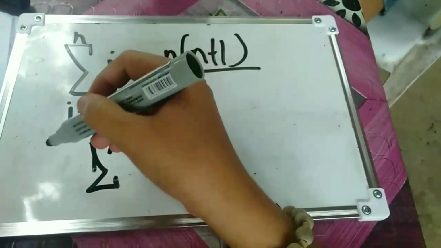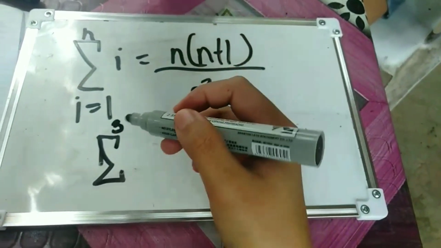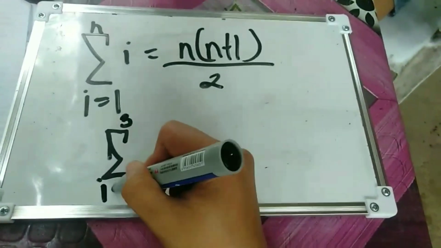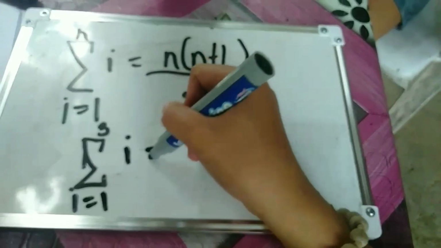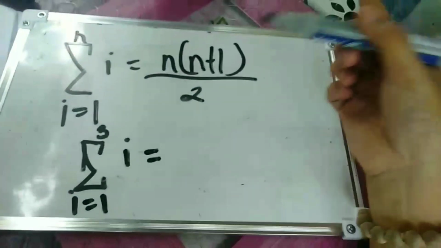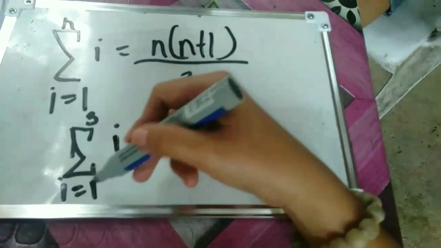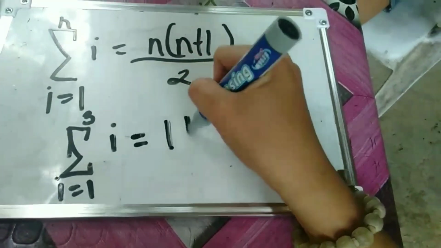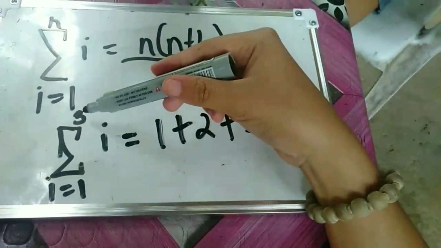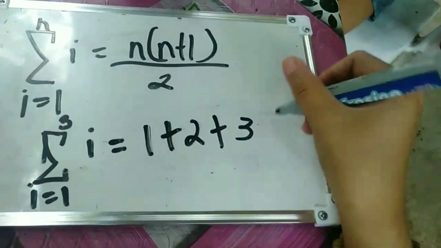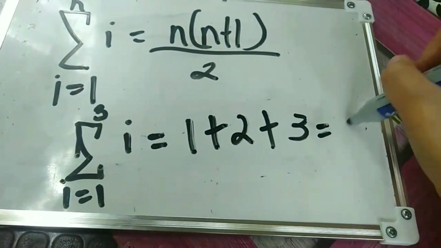Summation, ang ating n or end point is 3 and i equals 1, and i rin dito. So i-replace natin yung i ng 1 plus 2 plus 3 kasi 3 ang kanyang stopping point. So add lang natin 1 plus 2 plus 3 equals 6.